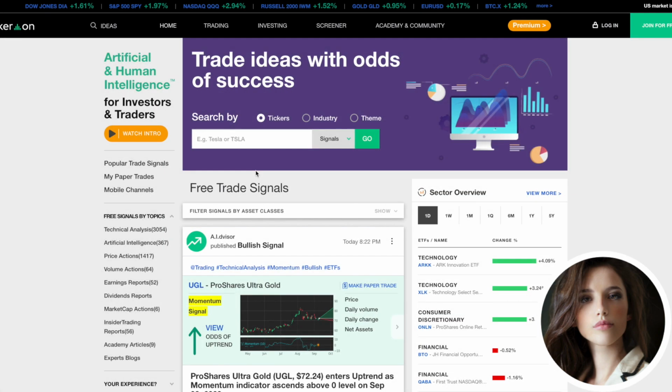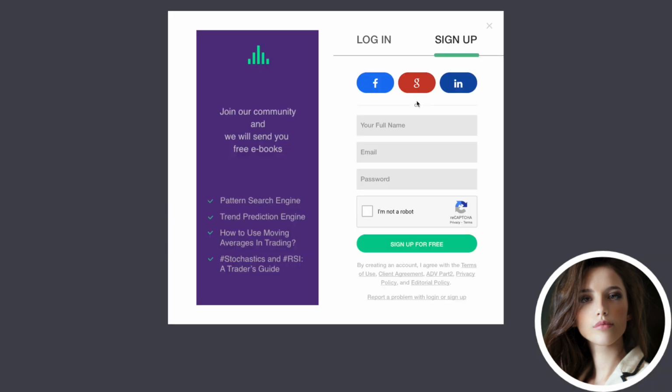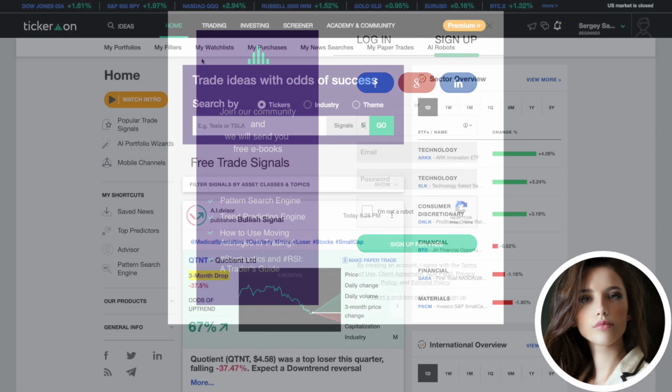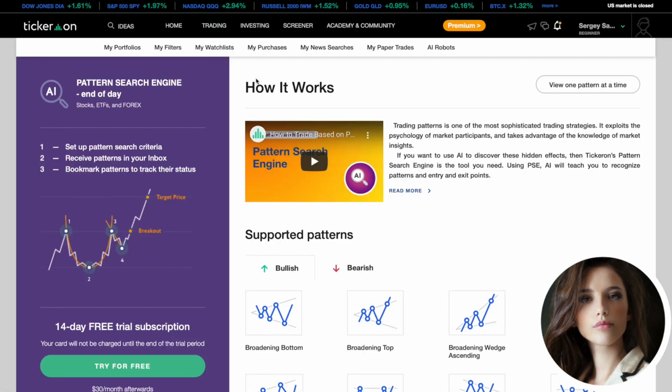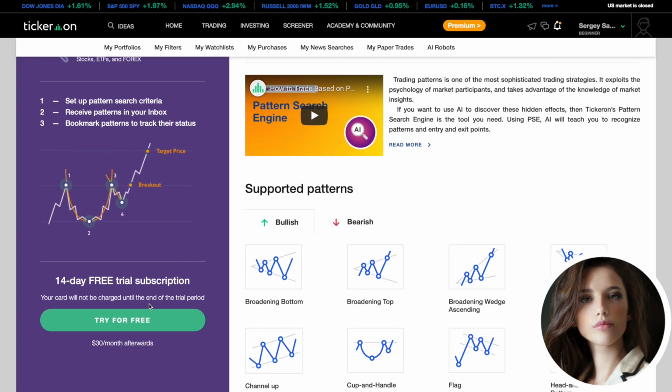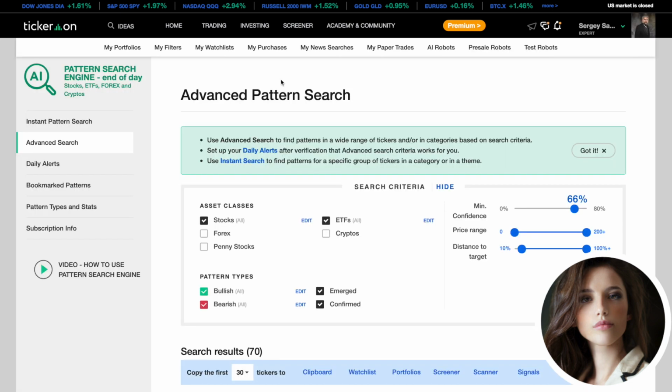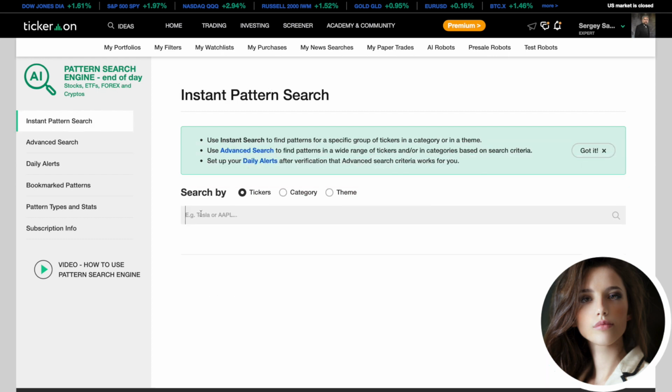So how can you use the pattern search engine? For this, all you're going to need is a free account. Once you make your free account, click on the pattern search engine under the trading tab and press the free trial button. You can use it free for 14 days. Now that you have the pattern search engine, to find the stocks that you are looking for, simply use the instant search feature to search for that stock and see all the patterns for it.